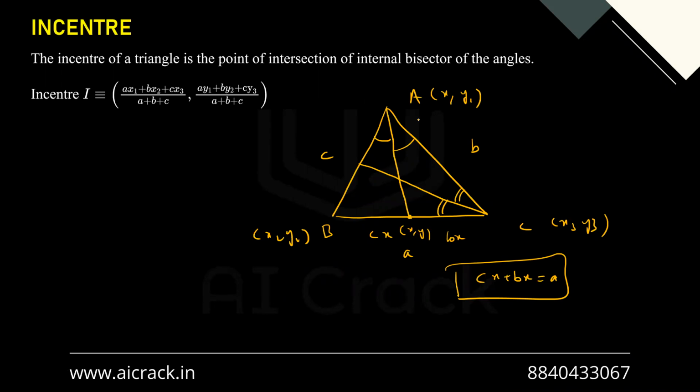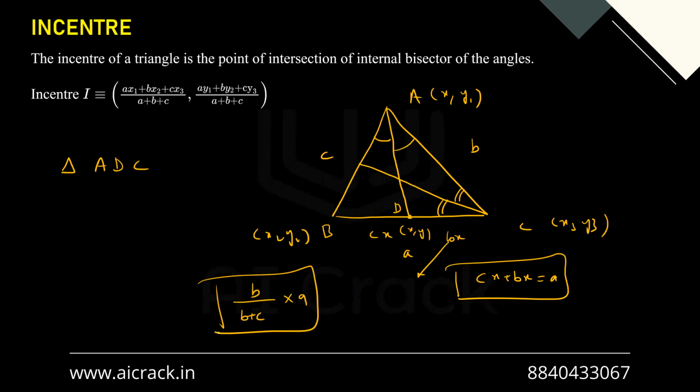Now, if I talk about triangle A, and let's say this point is D. If we talk about triangle ADC, this angle bisector is also the angle bisector of triangle ADC, right? Because this angle is being divided. Now we know that this Bx is nothing but b upon b plus c multiplied by a. If I try to find out the value of x, then I'll get this value only. So basically the length CD is b upon b plus c multiplied by a, right? And this length is b.